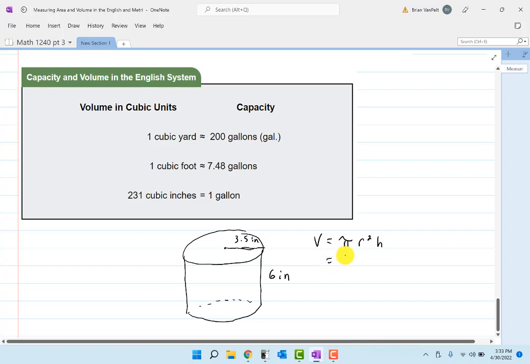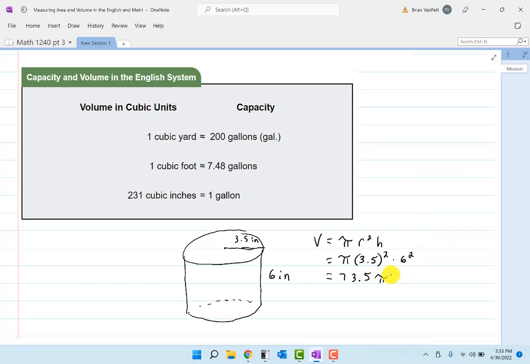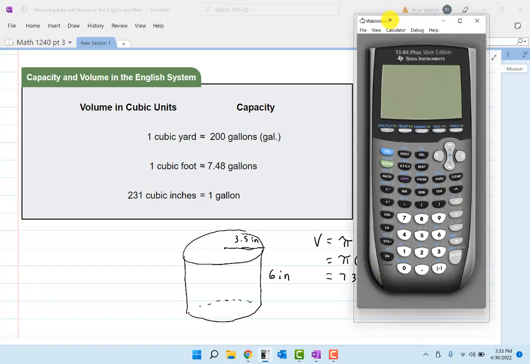So let me continue. I'll keep pi there, but our r was 3.5, so I'm going to have 3.5. I'm going to square that quantity, and then I'm going to square the 6. What you end up with is 73.5 pi. However, that will end up having a decimal that will never end. Take a look at the calculator's version of it, in fact.